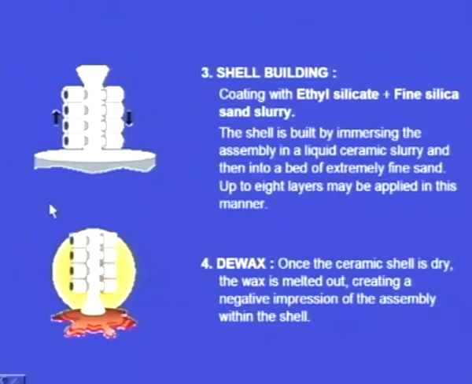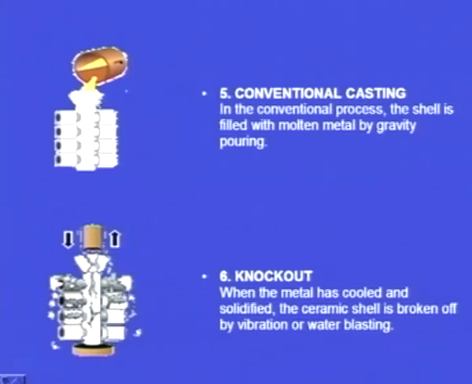Now inside what is there? A hollow cavity is there. That is the negative impression of the assembly inside. Next step, now we make a pouring cup. Now we pour the molten metal. The molten metal flows through the central sprue and it flows into each and every cavity, and all the cavities are filled, and after some time the molten metal will be solidified. After solidification is over, the next step, the knockout, means we break these shells and the casting comes out.